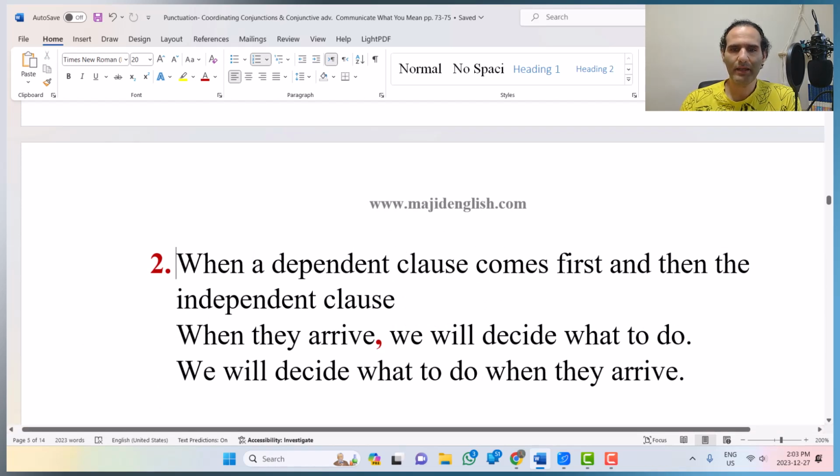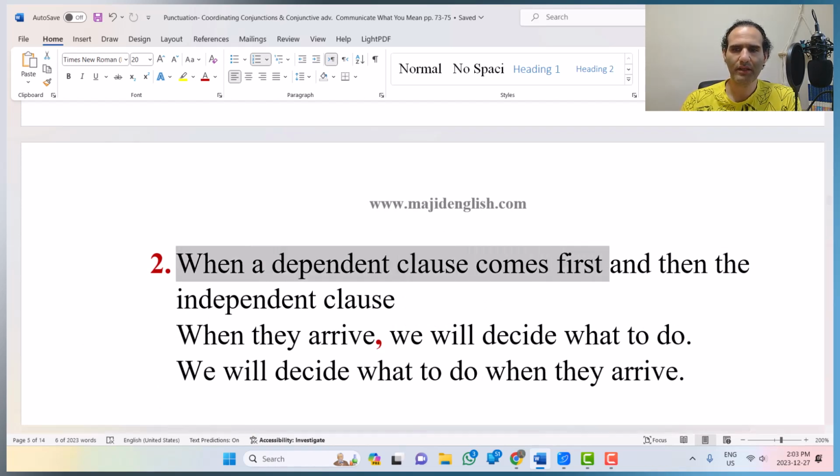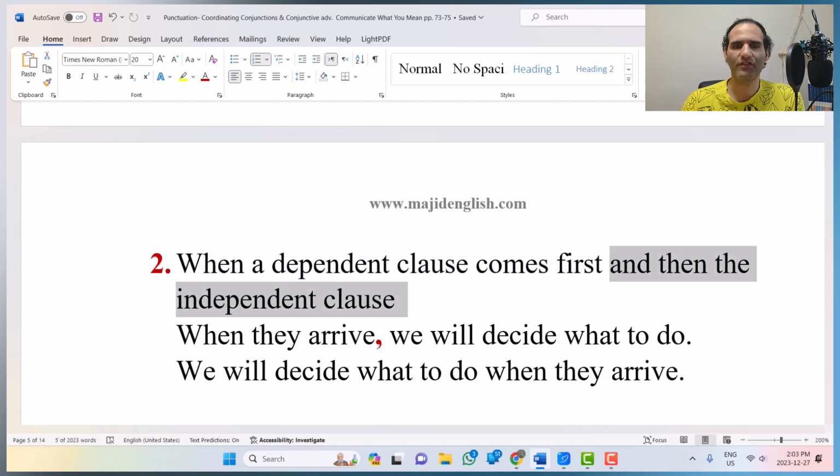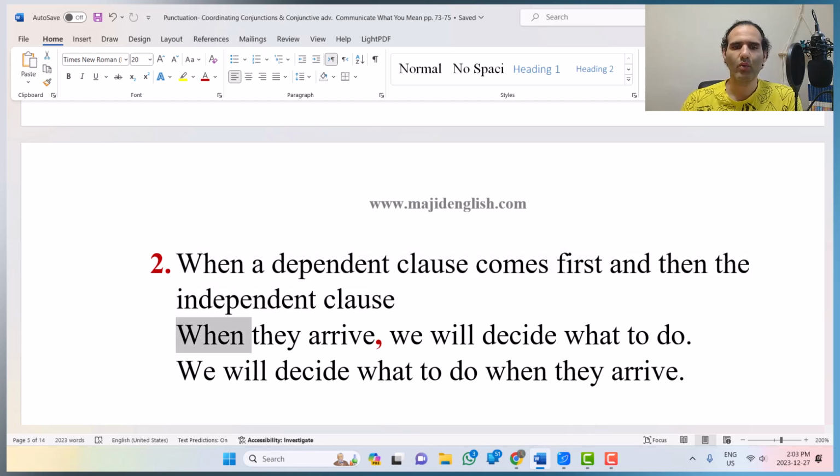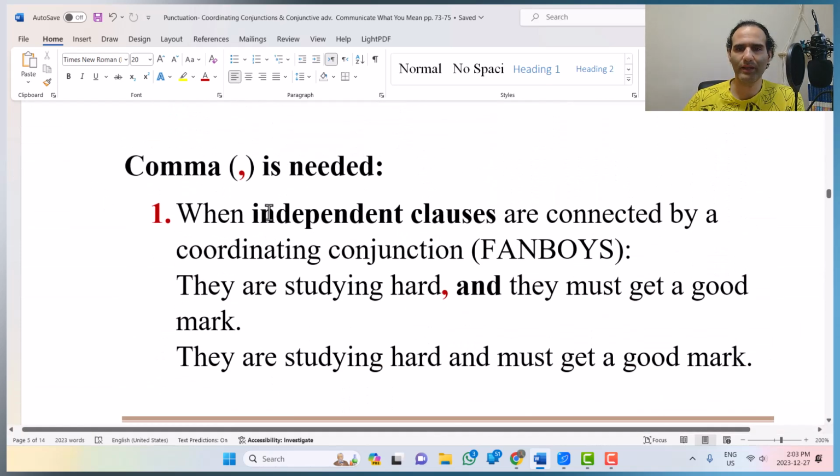When a dependent clause comes first, and then the independent clause follows. How? "When they arrive, comma, we will decide what to do." Independent clause. But what if we bring the independent clause first? "We will decide what to do when they arrive." No comma is required. So in these two cases, we need a comma.